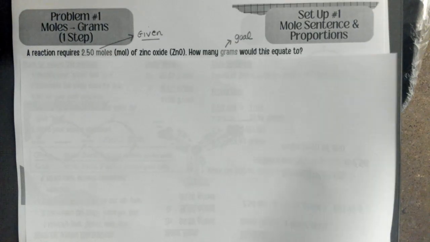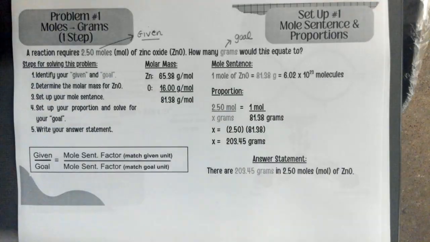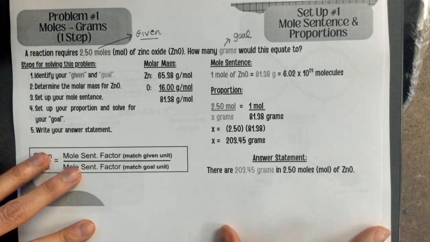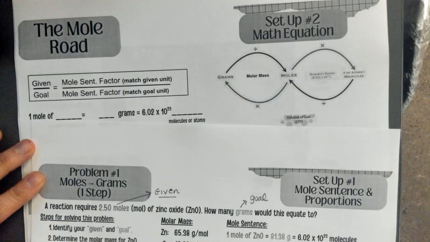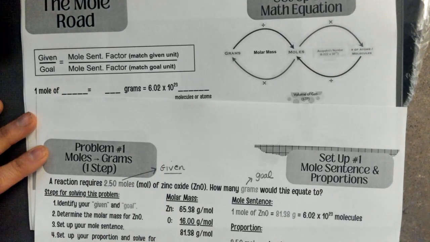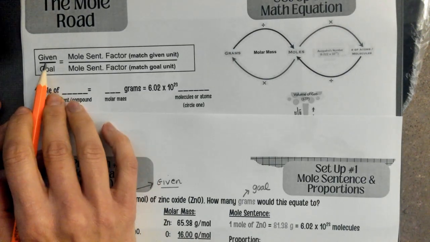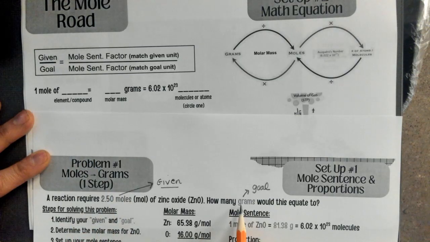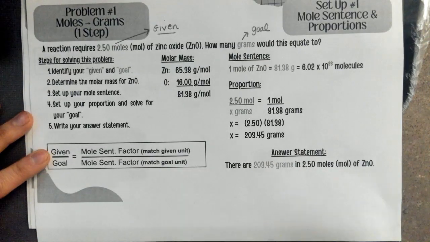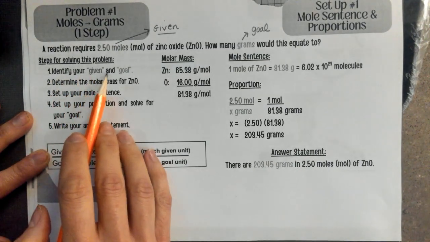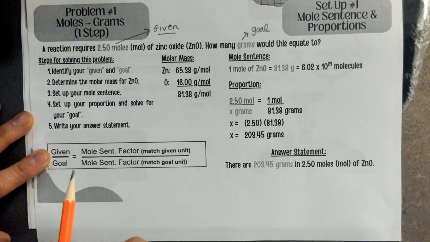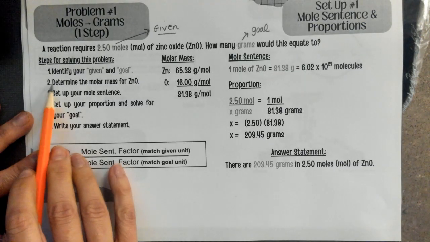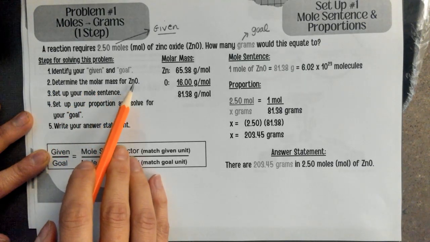Now looking at the mole road, which is what I had you guys look at in the last slide, this is where we're going to be setting up a proportion. So I know what my given is. I just identified that. My given is my 2.50 moles. My goal is grams. I want to know how many grams that would be. Okay, so let's look at the steps. It says step 1 is to identify your given and your goal. We just did that. Step 2, determine the molar mass for ZnO.